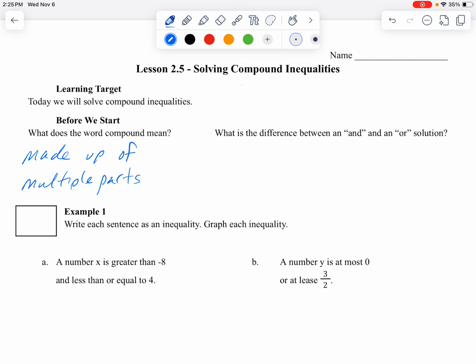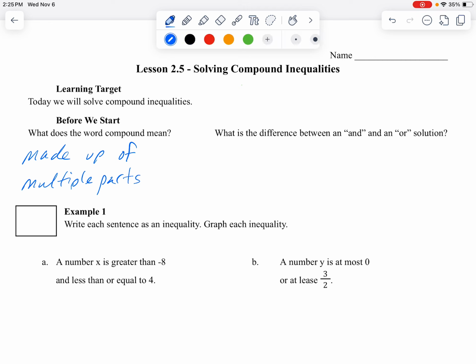And so in this section, we're going to be looking at inequalities that are made up of different parts. And they're going to use a couple of different words to determine how those parts fit together. So we might have one inequality and another one, or we may have one inequality or another one. And so we want to think real quickly about what those words mean.